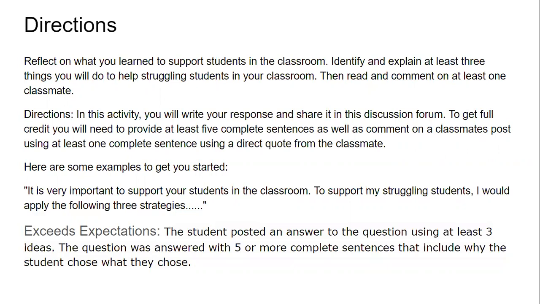And then I just pulled off the exceeds expectation part for this assignment from the rubric. And it says that the students answered the question using at least 3 ideas, and the question was answered with 5 or more complete sentences, also including why you would choose those ideas that you did.